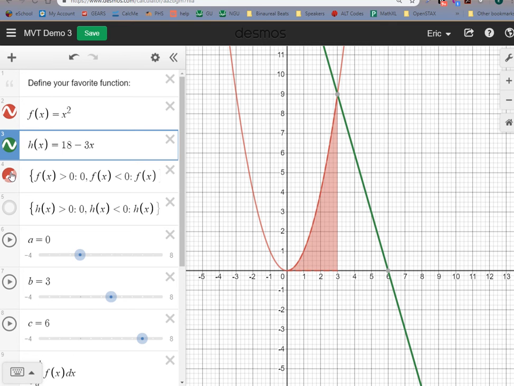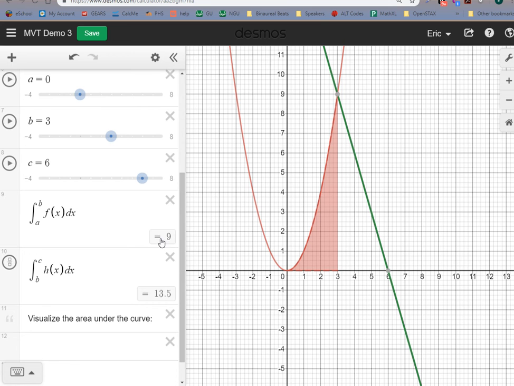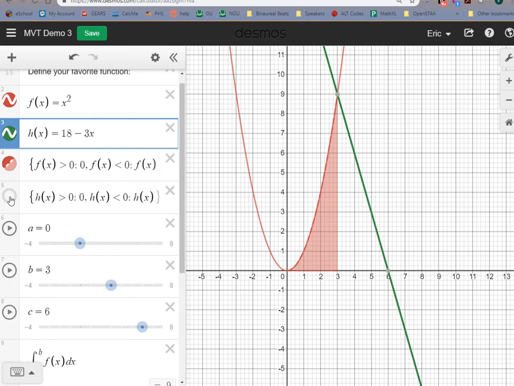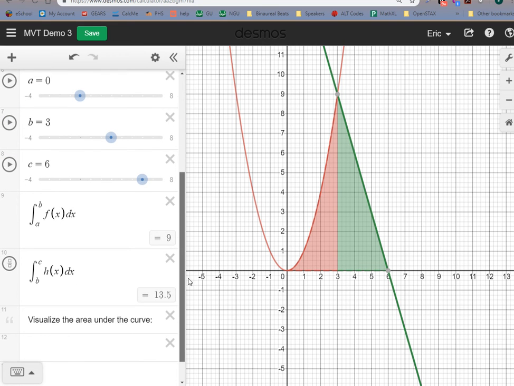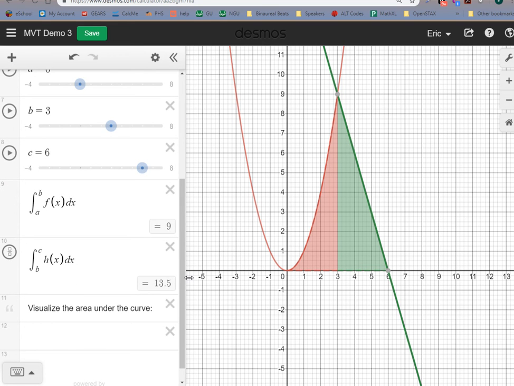So there's the area under the red curve, right? Okay, that works out to be 9. Here's the area under the green curve, and if I do that math, that works out to be 13.5, and so I just add those up, and that's the total area, right? The moral of the story being, I've got two different functions that define the top of the area function, and so I've got to do two separate integrals.